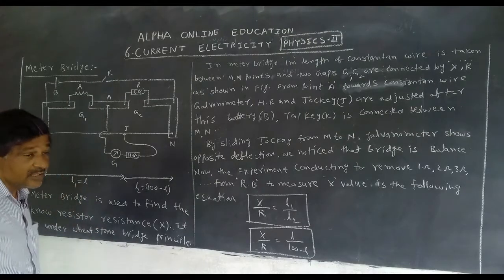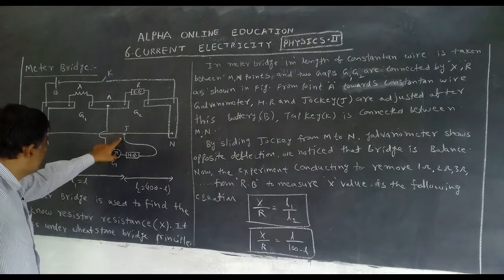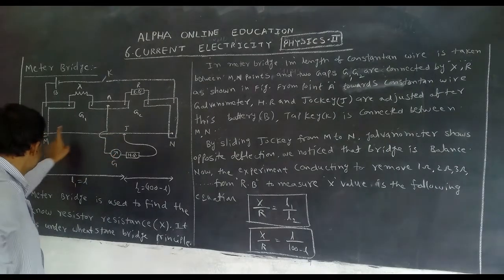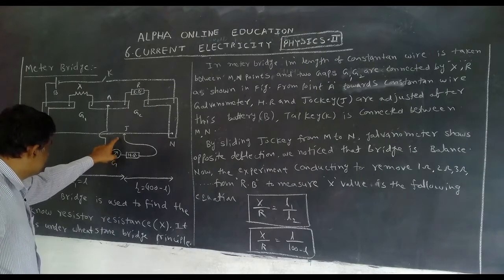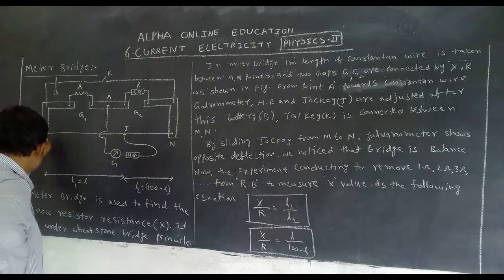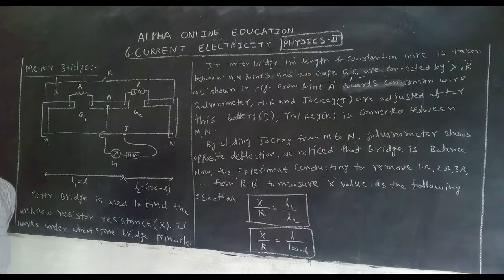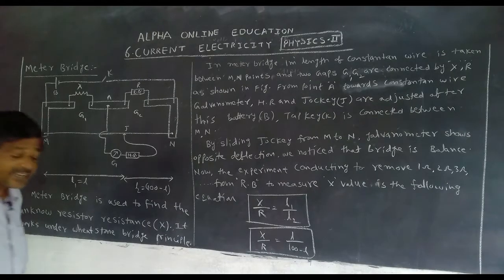The galvanometer shows zero deflection. At the point on the constantan wire where the galvanometer shows zero deflection, from that point to the first end of the wire is called the balancing length, L or L1. The remaining length is L2 or 100 minus L. Okay, now what is the L here? L is which one? Balancing length.